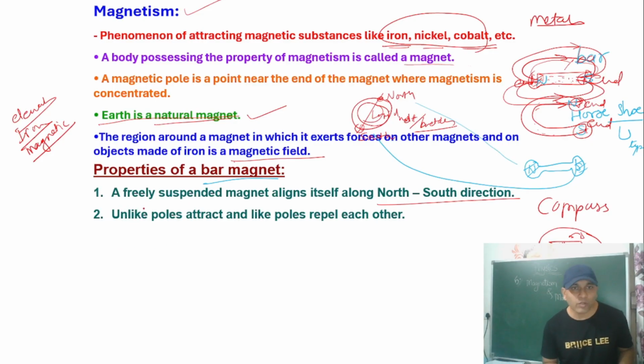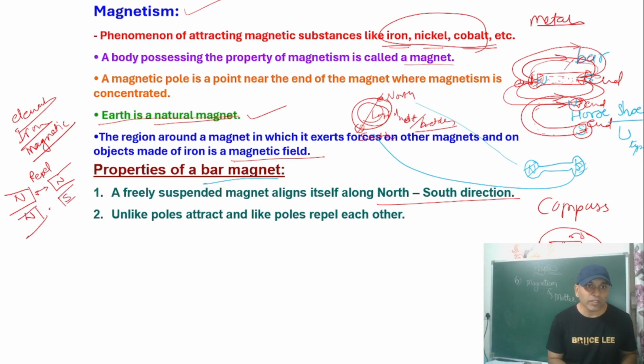The second property of a bar magnet: unlike poles attract and like poles repel each other. So obviously, when you keep the north direction of one magnet towards another magnet's north direction, they will repel each other. They will not attract each other. And if the north and south directions have opposite poles, they will attract each other. So if the same pole is there, they will repel, and if the opposite pole is there, they will attract.